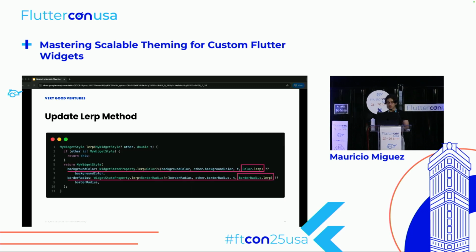We also need to modify our lerp method a little bit. We need to call WidgetStateProperty.lerp this time around to lerp between two widget state properties. And since WidgetStateProperty is of generic type, we also need to tell it how to interpolate those style values. In this case, again, Color.lerp and BorderRadius.lerp.